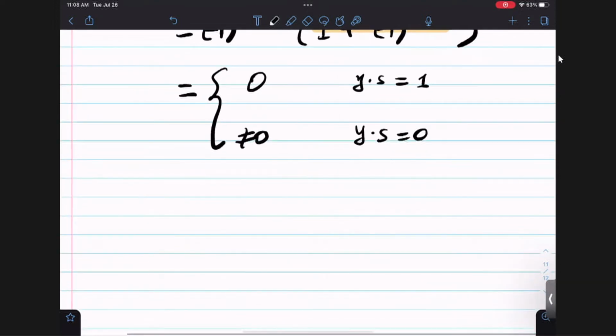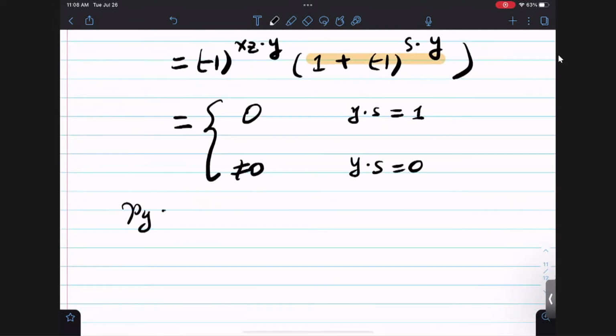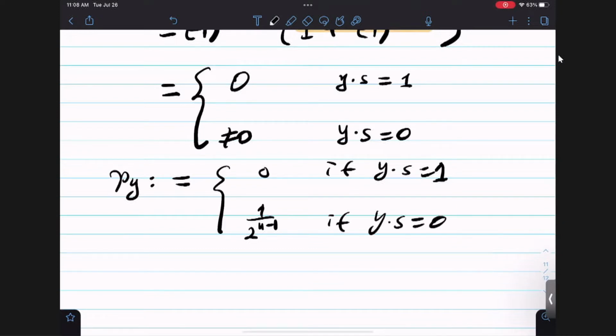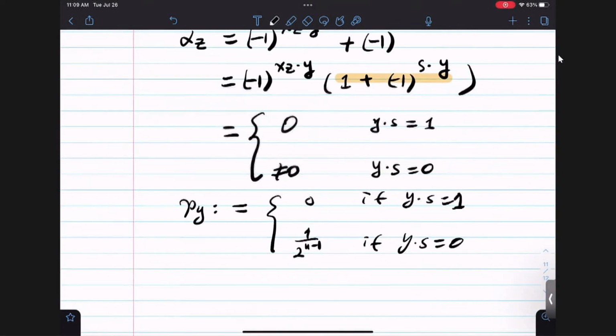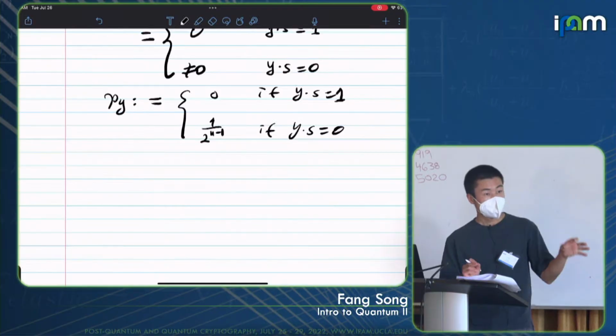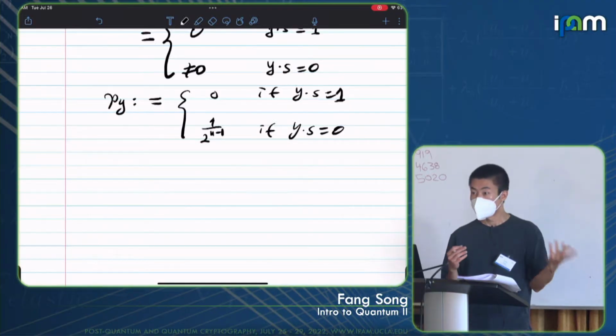And from here, we can derive that the probability of observing a string y is going to be 0 if y dot s is 1. And then for any y with y dot s equal to 0, it's going to be non-zero, and in fact, it's going to be the same for each y. So it's going to be 1 over 2 to the n minus 1. So this is what the sampling procedure tells us. It's sampling from a distribution that is uniform over the strings that are, I call it orthogonal to s.